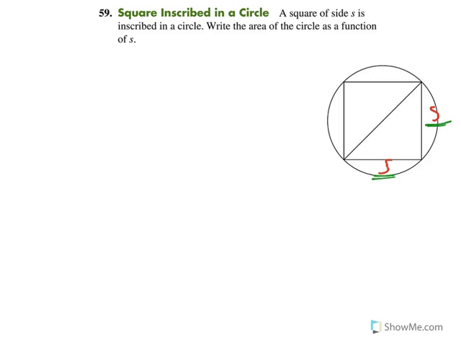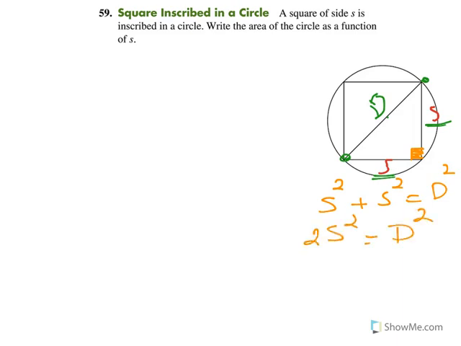The diagonal of the square will be the diameter of this circle, and the way I know this is because it passes through these 2 points right here. So it touches the circle from two sides and passes through the center. That means it's the diameter of the circle. So think about this as a right triangle, and you're trying to find the hypotenuse of the triangle. Using the Pythagorean theorem, it will be s squared plus s squared, which is equal to the diameter squared. And now s squared plus s squared will be 2s squared equals the diameter squared.